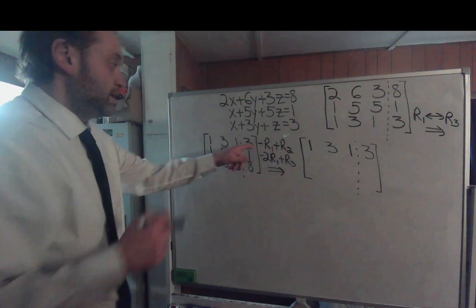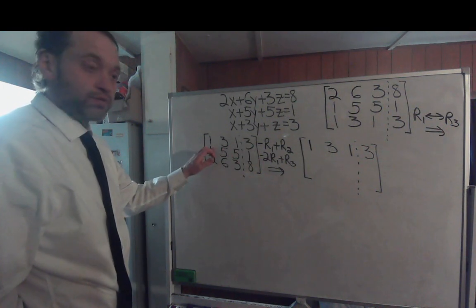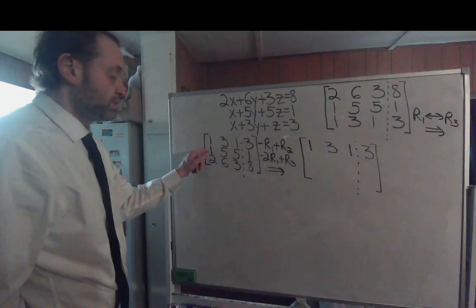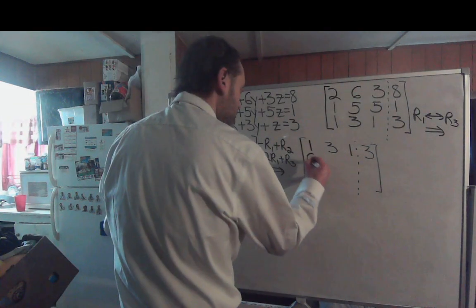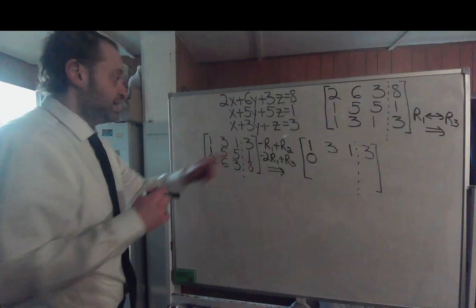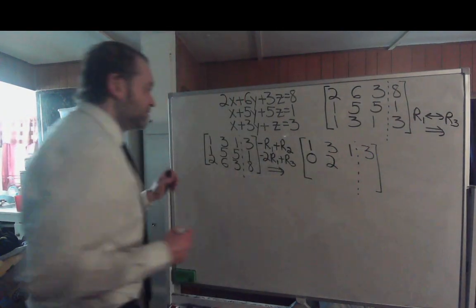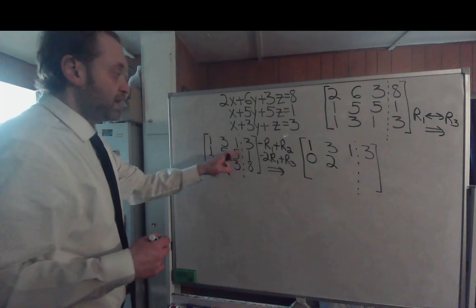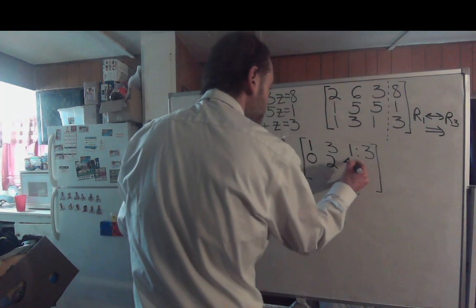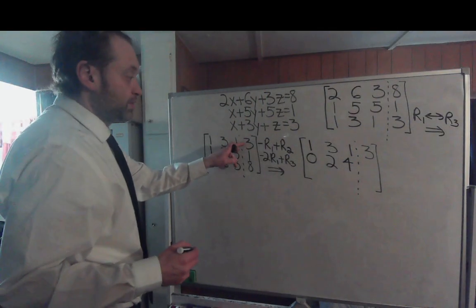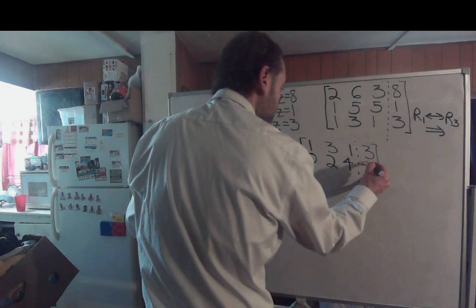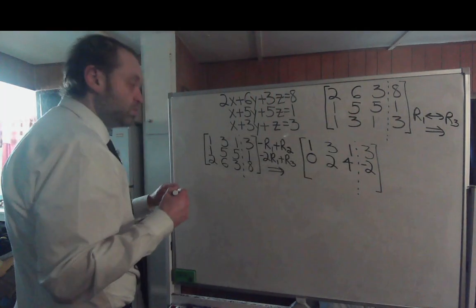Now, row 1 and 2, to deal with row 2, if I take negative 1 plus 1, I get 0. If I take negative 3 plus 5, I get positive 2. If I take negative 1 plus 5, I get 4. If I take negative 3 plus 1, I get negative 2. So there's my new second row.